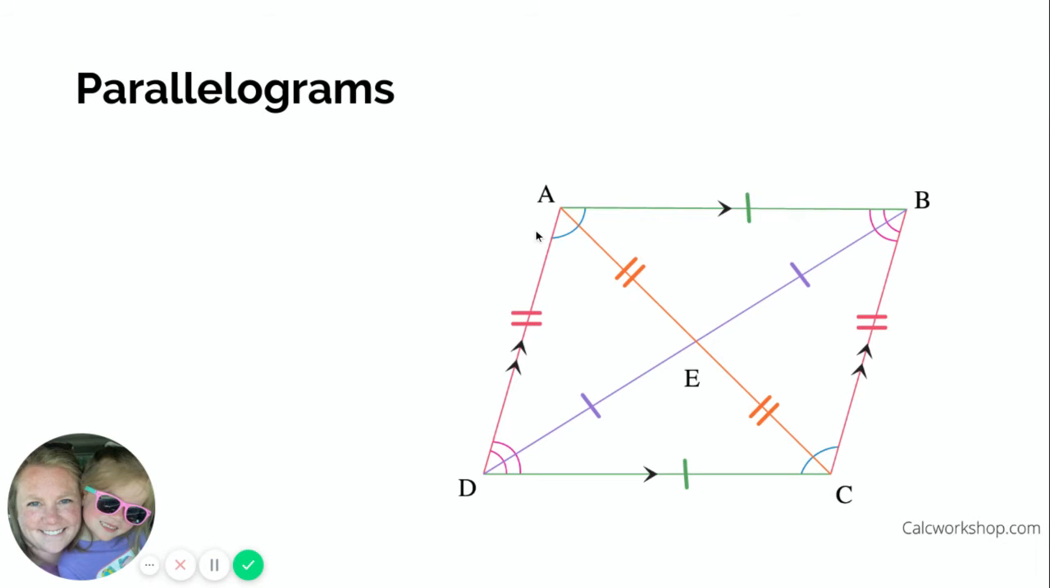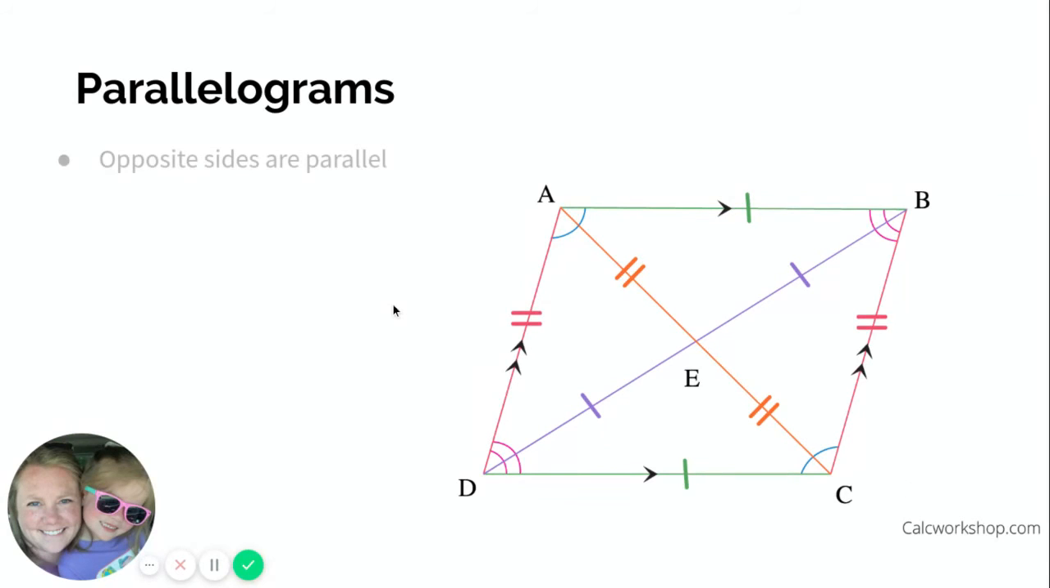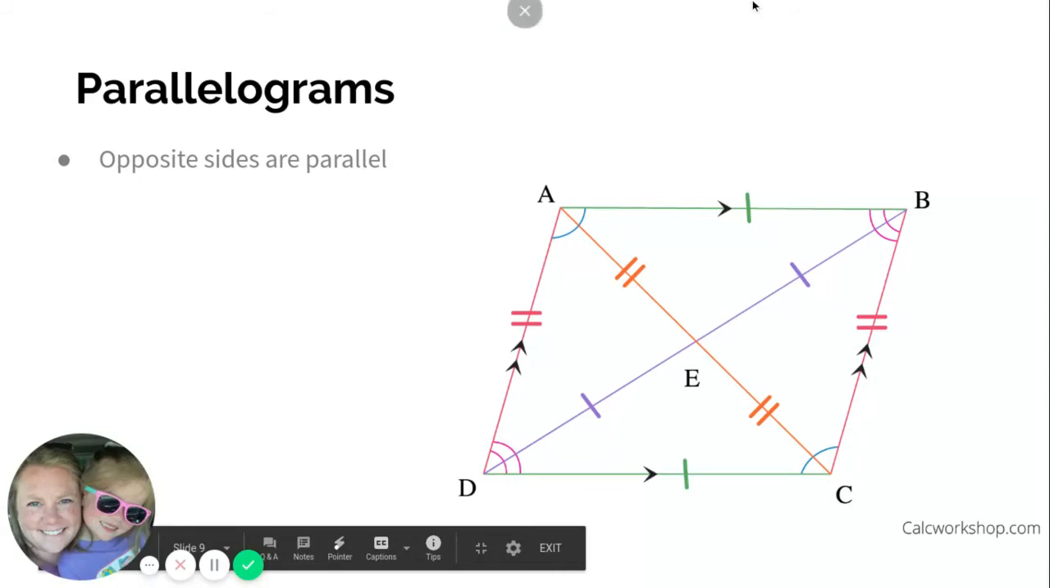The first one I want to talk about is the parallelogram. And I've got a parallelogram here. It's all marked up. We'll talk about what all those things on there mean. The first thing is, in a parallelogram, opposite sides are parallel. So the little arrows here, this one has 2, this has 1. That means that the opposite sides are parallel to each other.